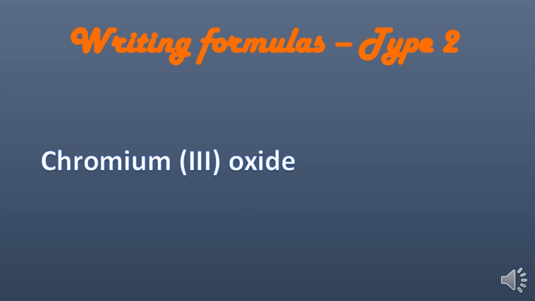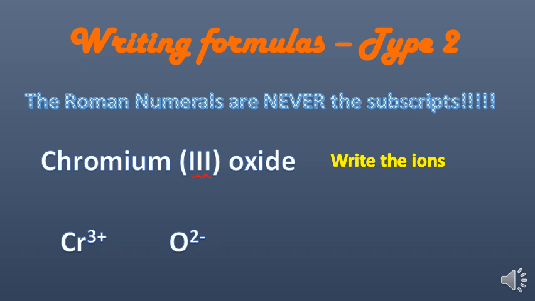For a type 2, it's just a little different, but not a lot. First, write the ions. Please remember this. See that +3? Where did I get it? It's this thing right here. That +3 is never, ever, ever the subscript in the formula. Never, ever. It's the charge.